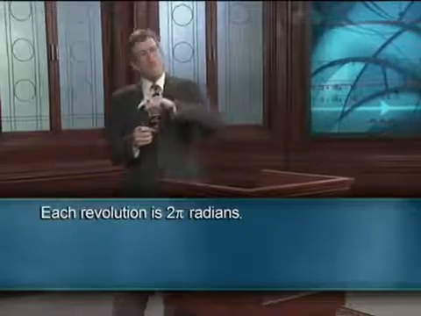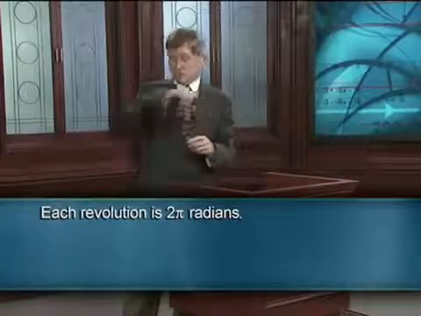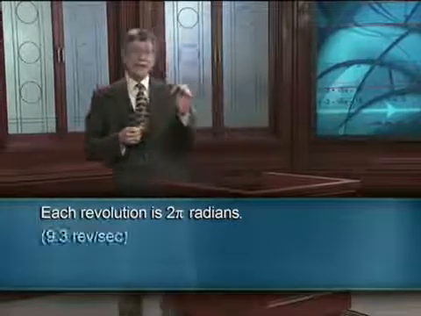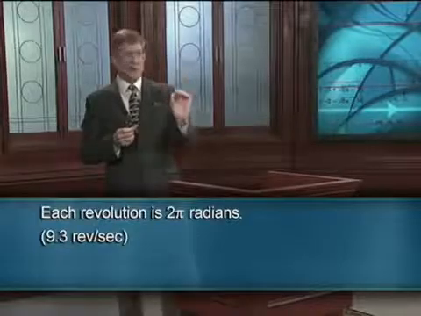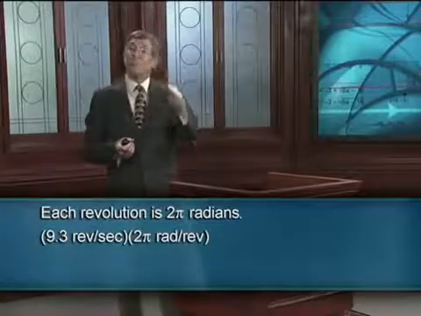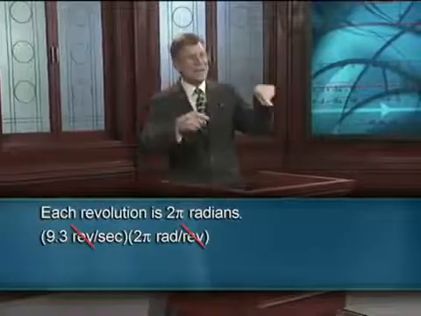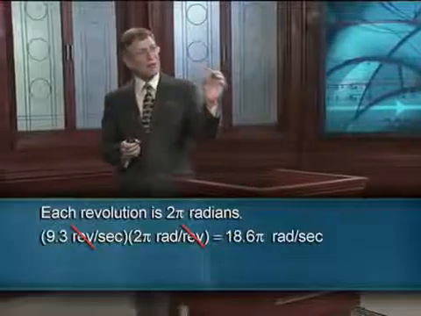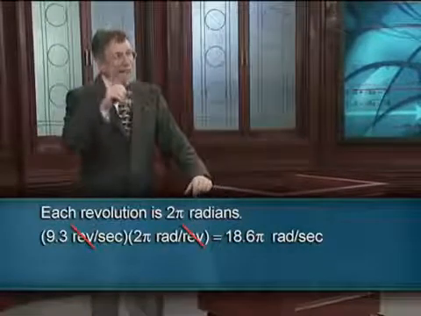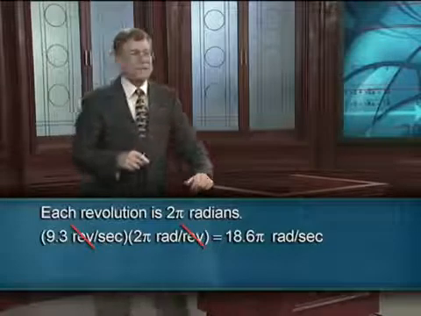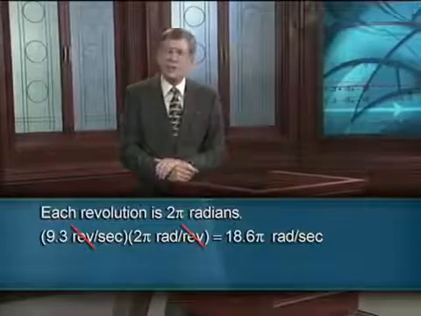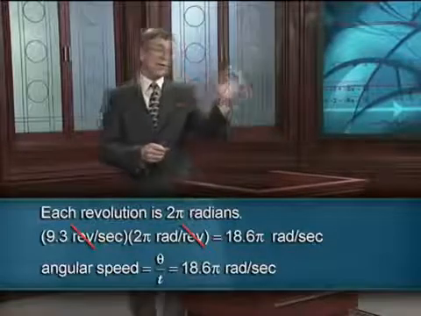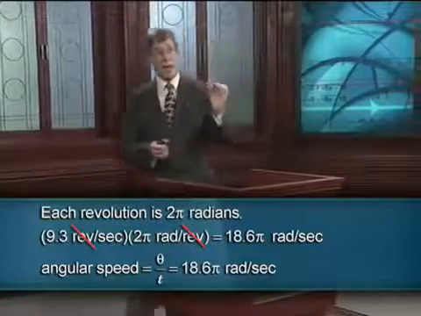So keep in mind that a full revolution is 2 pi radians. A full revolution is 2 pi radians. So if you go 9.3 revolutions per second, and there are 2 pi radians per revolution, notice how the word revolution cancels here, and you're left with 9.3 times 2 pi radians per second. And that is precisely the angular speed. It's 18.6 pi radians per second, because 2 times 9.3 is 18.6. So that's the angular speed. In other words, the angle is changing at a rate of 18.6 pi radians per second.